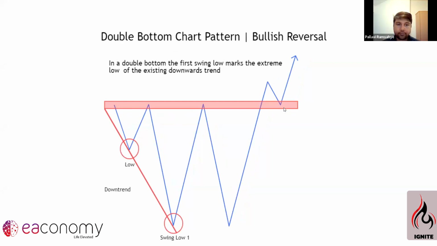And then the next point that we're looking for in the double bottom, the first swing low marks the extreme low of the existing downward trend, okay? So when we're looking for the bullish reversal, even though this is a bullish reversal, we are coming from a downward trend, okay? So as you can see on this point here, we're looking for that low and then that lower low as well, right? And again, we're looking for this downward trend to indicate that we are in a downward trend and we're looking for a reversal pattern, a bullish reversal pattern. So in this case, it's the double bottom pattern, okay?